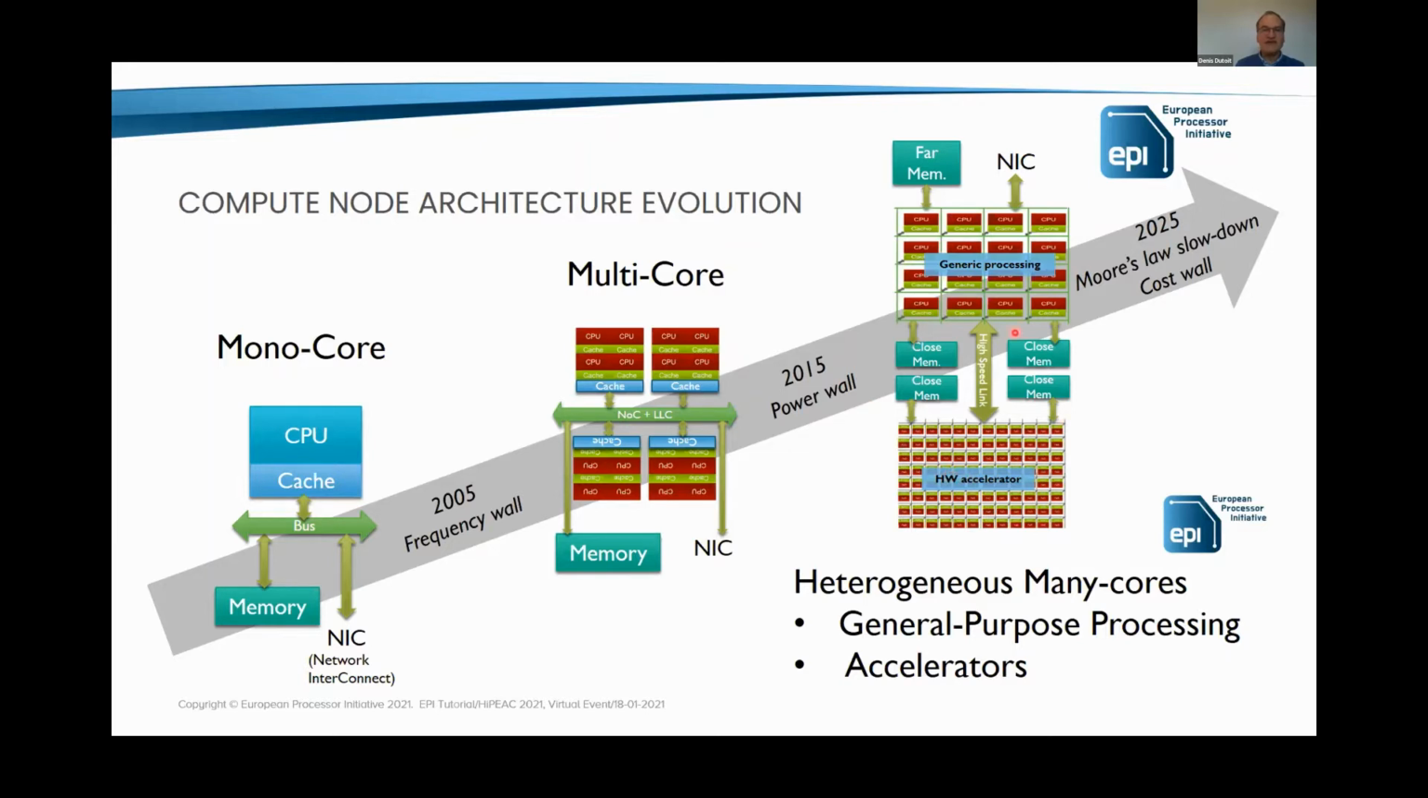That's why, and obviously for legacy, we still keep generic processing. So that's why we call this kind of architecture heterogeneous many-core architectures, with one part of generic general purpose processing and one part of accelerators. And this is exactly what we are developing within EPI, and what the common platform is about: to be able to integrate, in a seamless way, generic processing with accelerators.